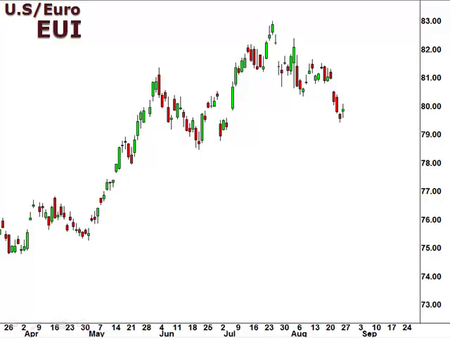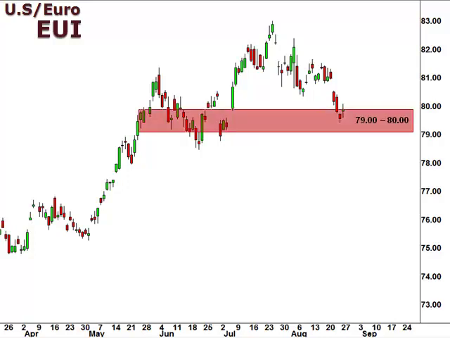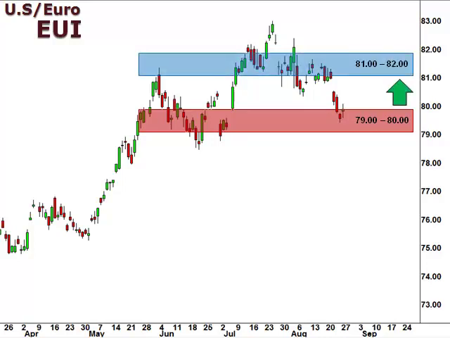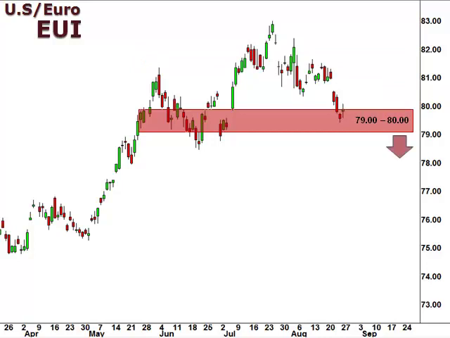Let's take a look at the EUI, the U.S. dollar versus the euro. Well, the EUI continued lower to test support within the 79.80 focal zone. We are open to a bounce here to test resistance at 81. However, a break below 79 opens the window for a more significant move to the downside.